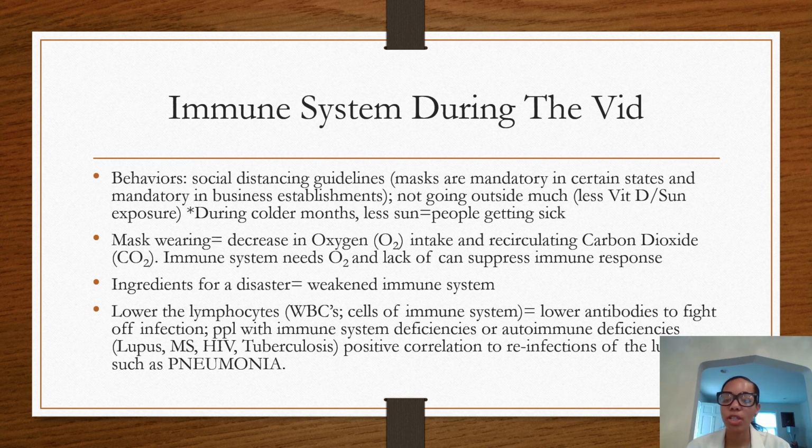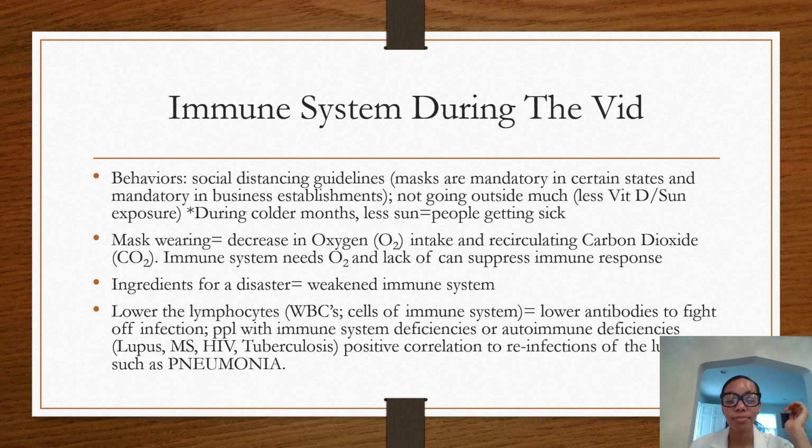So mask wearing is going to equal a decrease in oxygen, O2, oxygen consumption, oxygen intake, and you're going to increase the recirculation of carbon dioxide. We learned as children that you breathe in oxygen and breathe out CO2, but now we're going to have CO2 recirculating. So there's an increase in carbon dioxide recirculation compared to what we naturally would have, because we're wearing masks. And the immune system needs oxygen, because the lack of it can suppress the immune system. So we've talked about vitamin D, oxygen, and recirculation of carbon dioxide, and how all that affects the immune system.